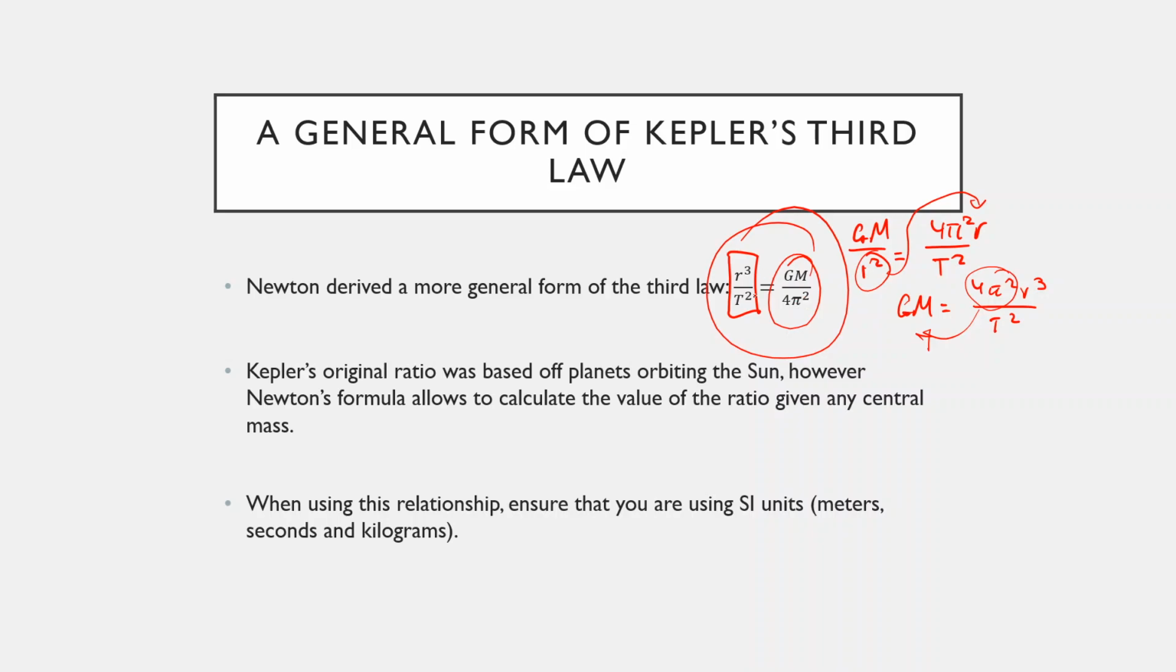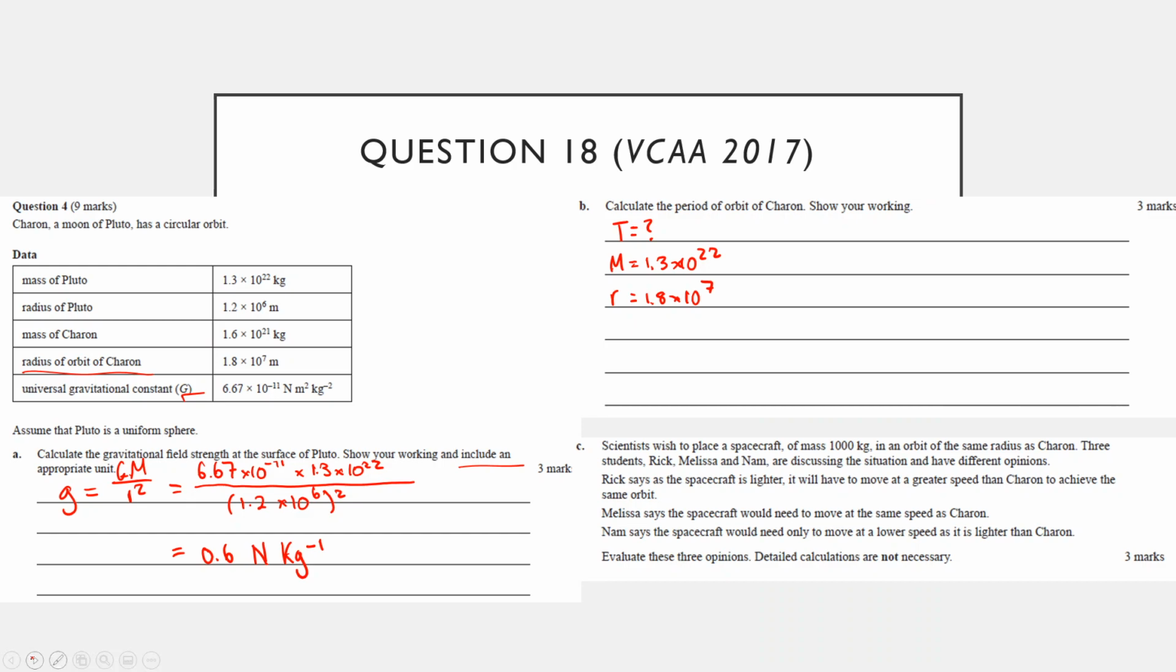R cubed over T squared equals GM over 4 pi squared. We're being asked to find T, so you can do your algebra yourself. I'm not going to show you how to rearrange this. You end up with T equals the square root of 4 pi squared r cubed over GM. And again, just put your numbers in. Now that you've got a nice little equation to use, put your numbers in.